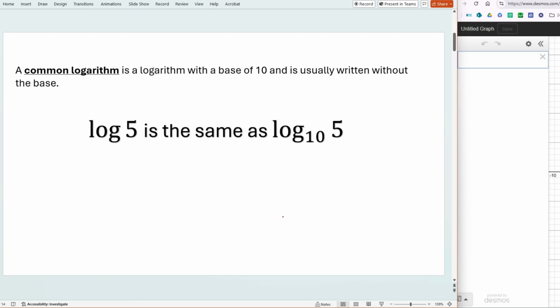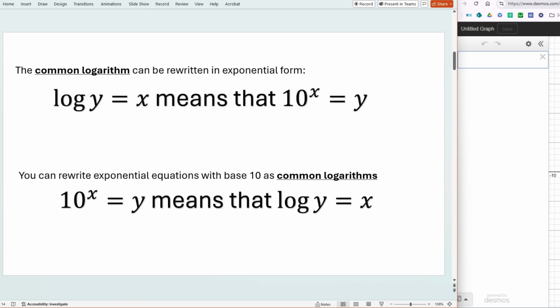Okay, it's just that when the base is 10, we don't usually write the base because it's assumed that everybody knows we're talking about the log base 10. So you remember that the common logarithm can be rewritten in exponential form. So if you see log y equals x, that can be written as 10 to the x equals y, because remember the base is 10. So if we draw our arrows, we have 10 to the x equals y.